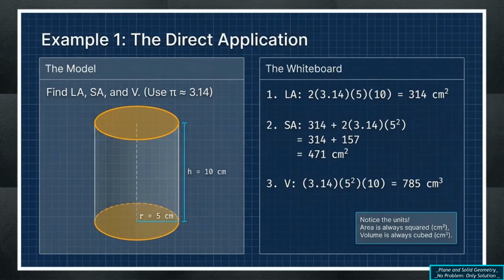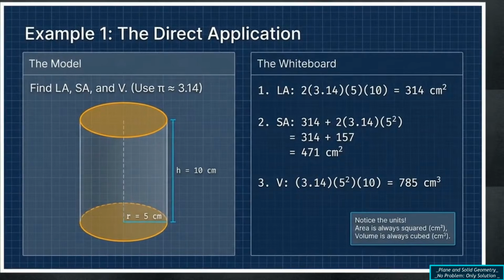Using a radius of 5 and height of 10, apply the formulas sequentially. Calculate lateral area, add bases for surface area, and multiply base area by height for volume. Notice the units. Area is in square units, while volume uses cubic units. This model highlights a common confusion point.